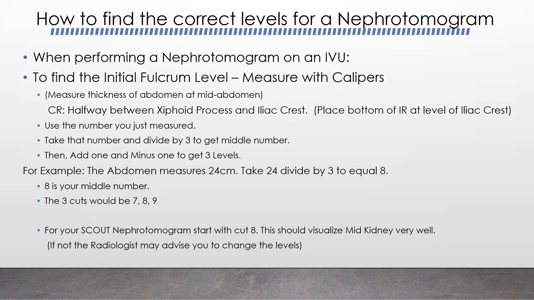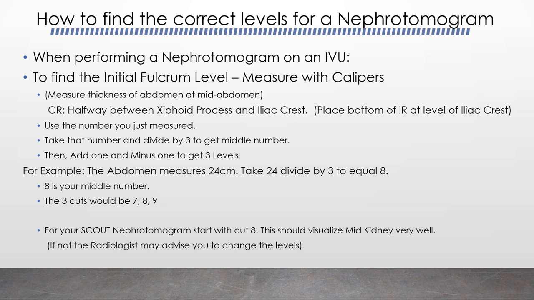How to find the correct levels for a nephrotomogram. When performing a nephrotomogram on an IVU, to find the initial fulcrum level, you're going to use calipers to measure the thickness of the abdomen at mid-abdomen. Your central ray is going to enter halfway between the xiphoid process and the iliac crest, so you would place the bottom of the IR at the level of the iliac crest. Use the number you just measured. Take that number and divide by 3 to get the middle number. Then add 1 and minus 1 to get your 3 levels.